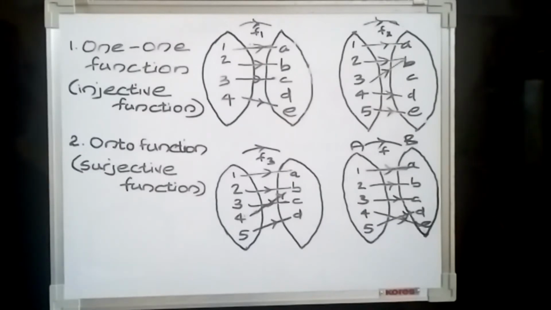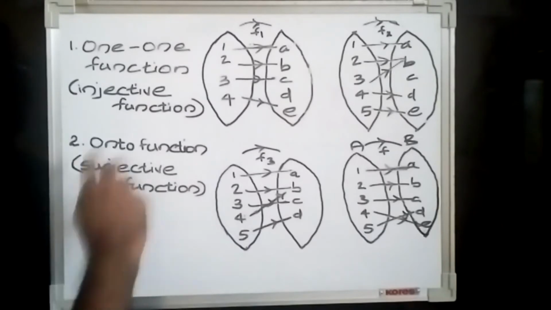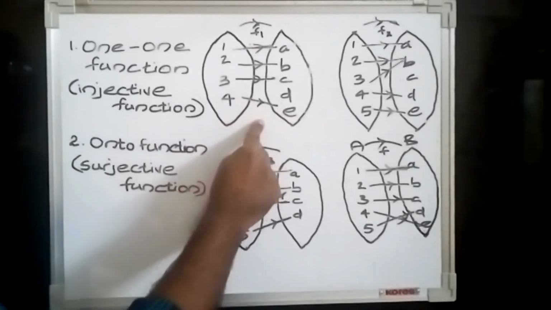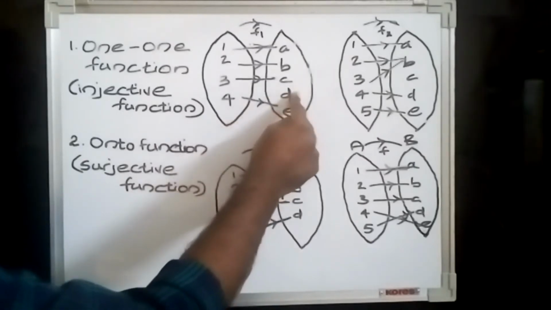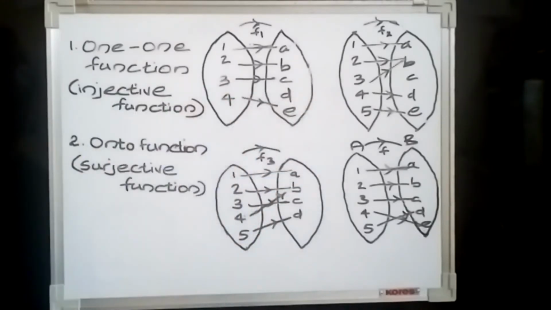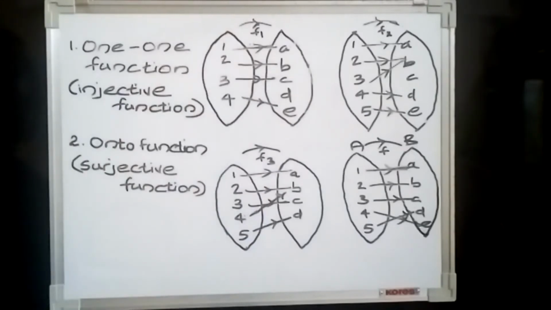The next one is an onto function or surjective function. It is not an onto function because the element D in the second set has no pre-image in the first set. Therefore, the function f1 is not an onto function. A function is an onto function if every element in the second set has a pre-image in the first set.